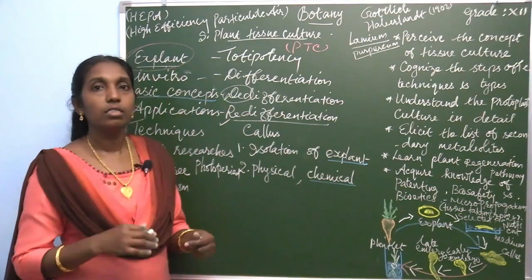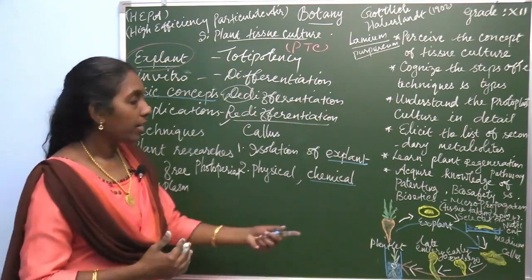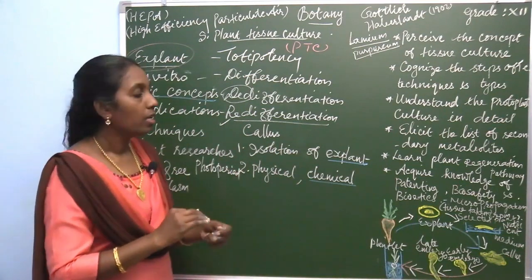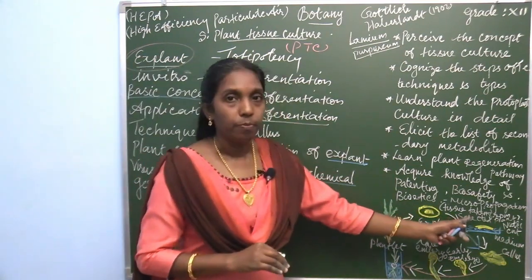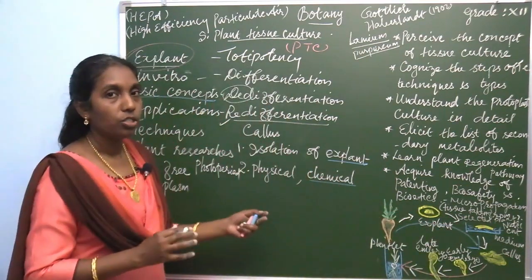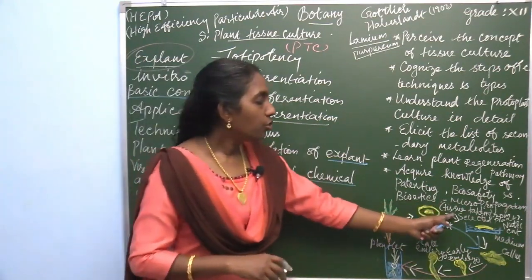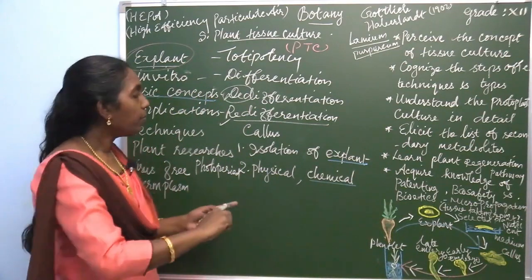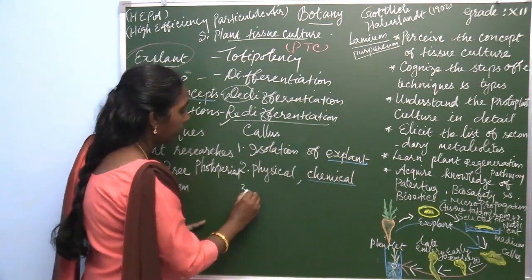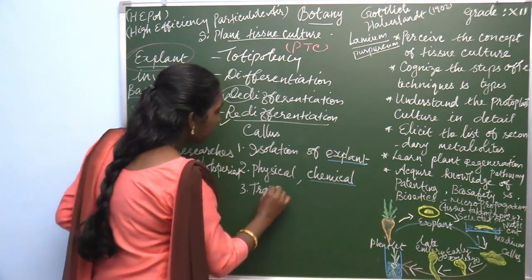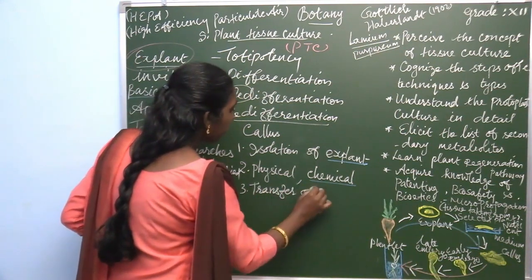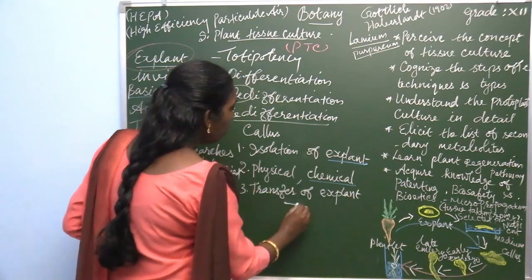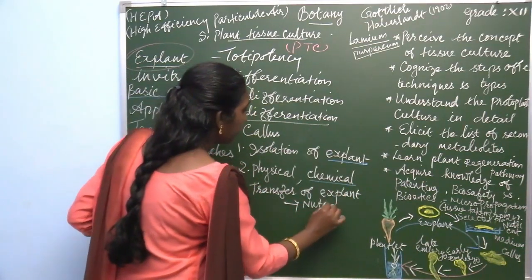And the third principle is that the explant must be selected or isolated from a tissue. What is explant? The definition of explant is tissue taken from the selected plant that can be transferred into the nutrient medium. Transfer of explant to nutrient medium.